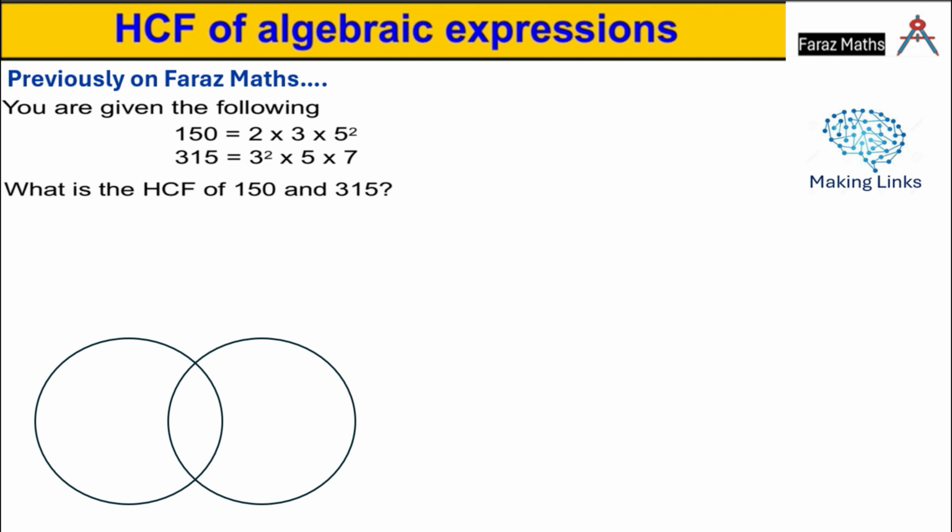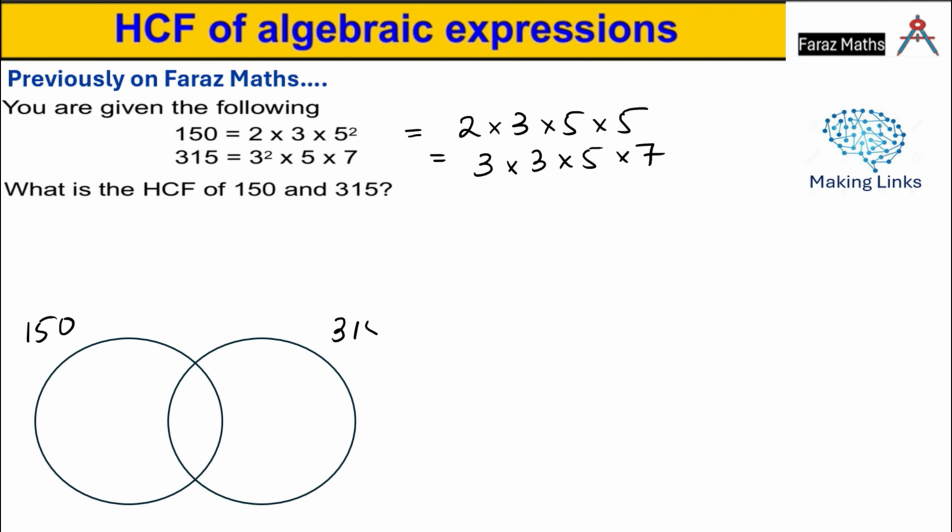Okay, here the factors are already given to us. You are given the following. 150 is equal to 2 times 3 times 5 square. It means 2 times 3 times 5 times 5, and this one is 3 times 3 times 5 times 7. So this is the circle for 150 and this one is for 315.